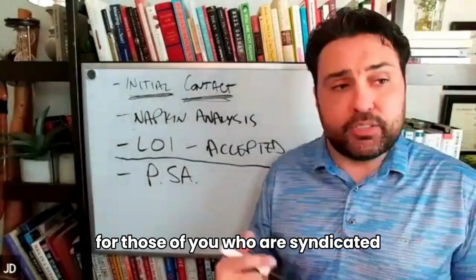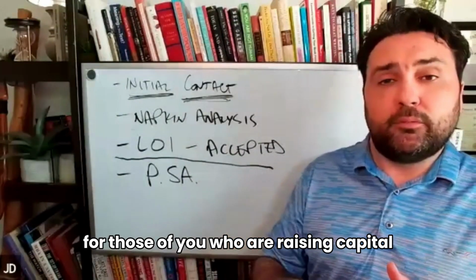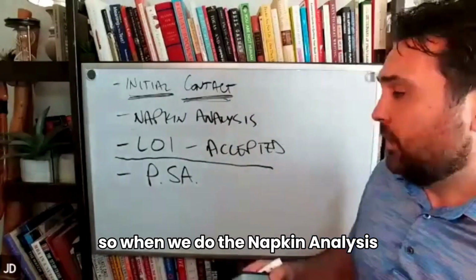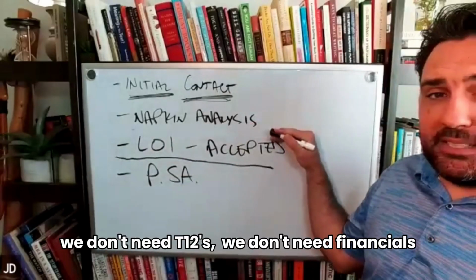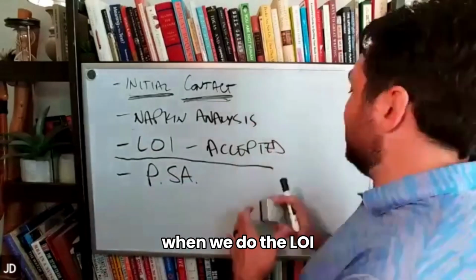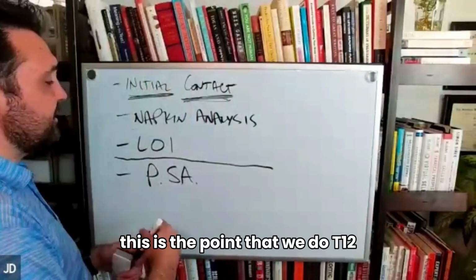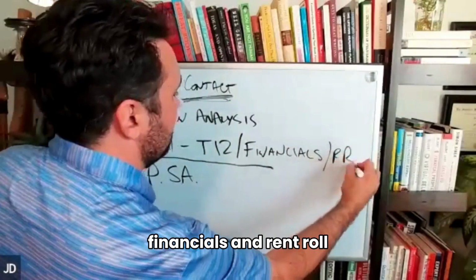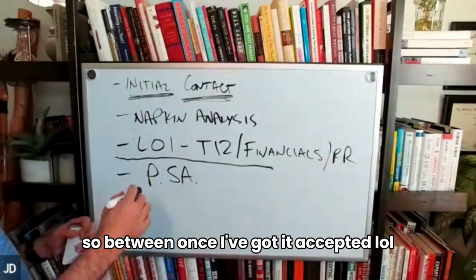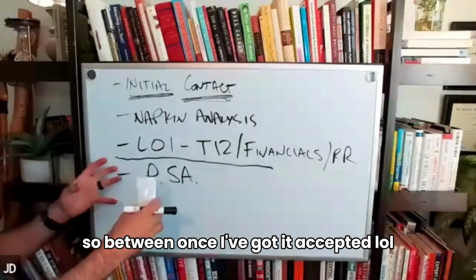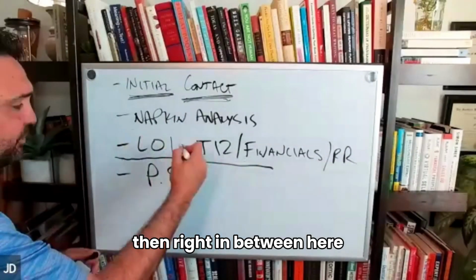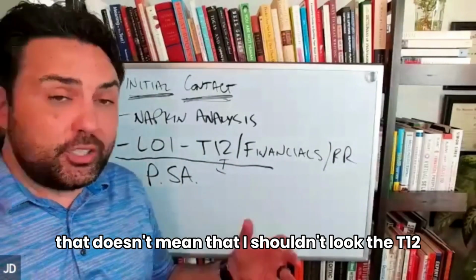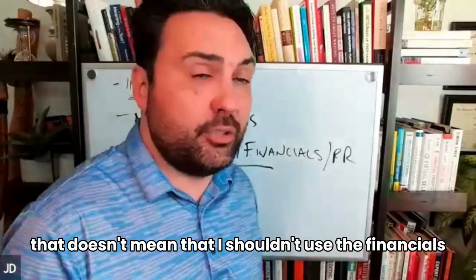For those of you who are syndicating, for those of you who are raising capital, you want to use this time wisely. So when we do the napkin analysis, we don't need T12s. We don't need financials. When we do the LOI, this is the point that we do T12, financials, and rent roll, right? So once I've got an accepted LOI, then right in between here, now I'm starting to do a deeper dive. Now, that doesn't mean that I shouldn't look at the T12. That doesn't mean that I shouldn't use the financials.